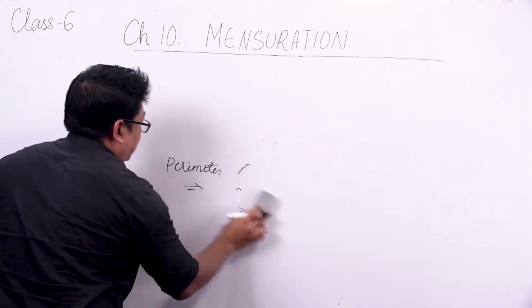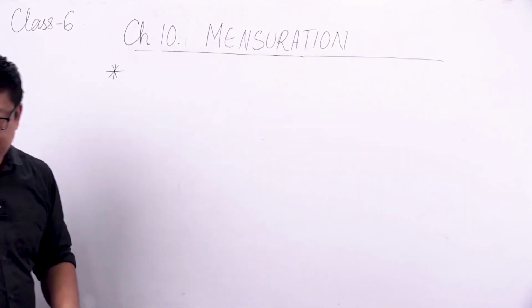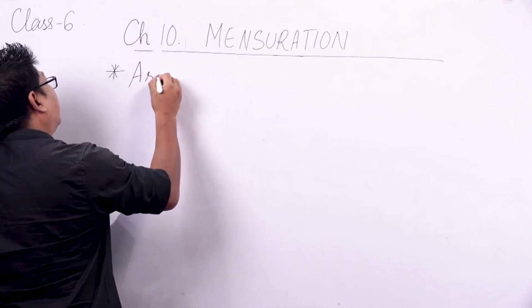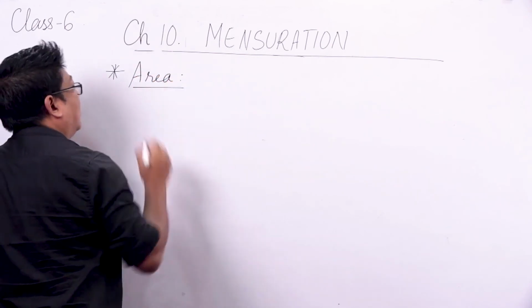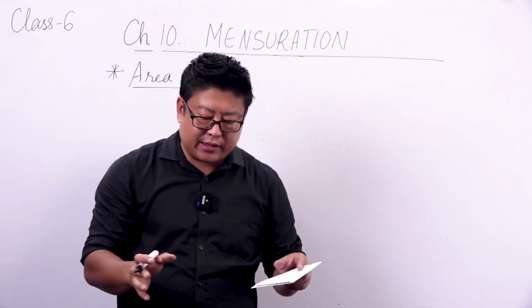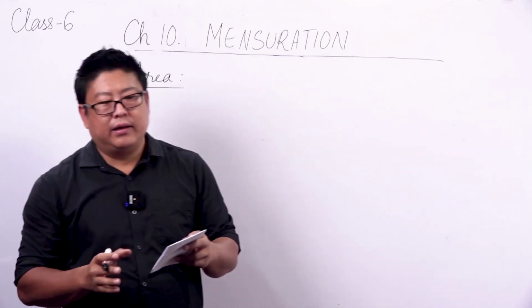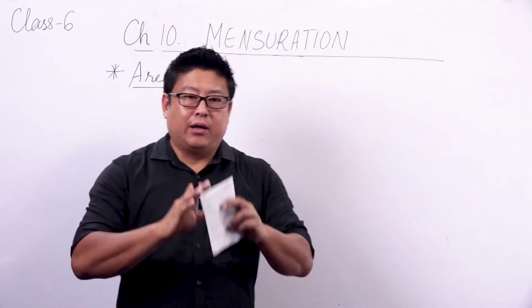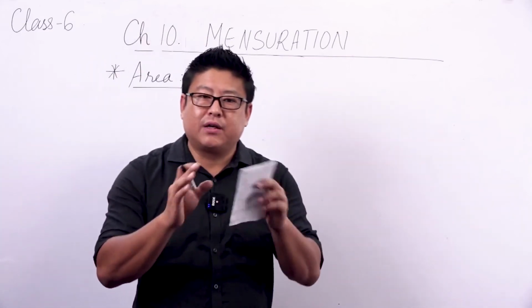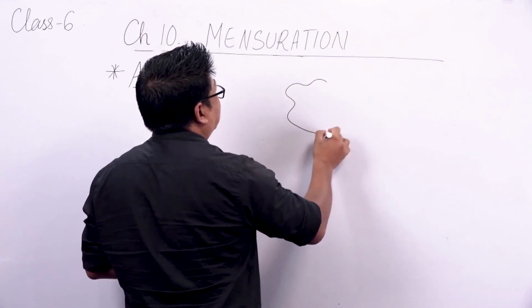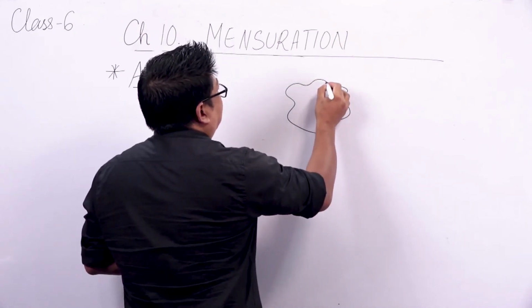Let's move on to the next topic. The next topic is also very easy. It is called area. Now, area means the space occupied, all right? Or we can say the amount of surface occupied, or the amount of surface enclosed by a closed figure. For example, I draw any shape like this, all right?